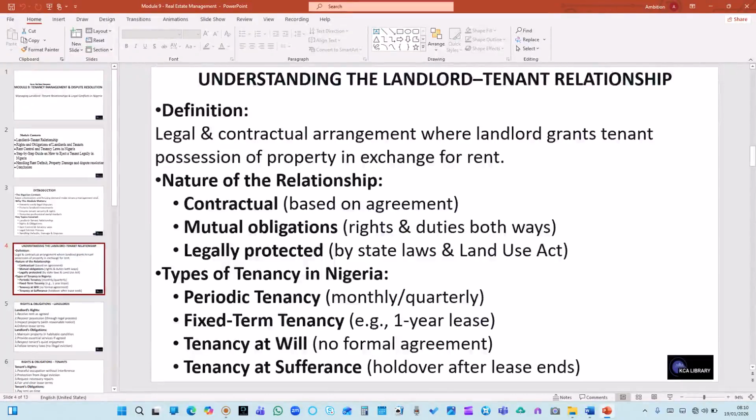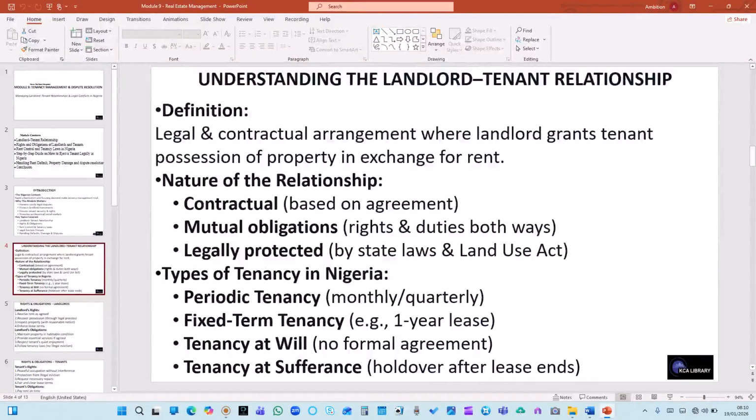Landlord-tenant relationship is a legal and contractual arrangement where the landlord grants the tenant possession of property in exchange for rent. The nature of the relationship is usually, one, contractual, that is to say, the relationship is based on agreement. Number two, mutual obligation, that is to say, both parties have rights and duties to perform. Then number three, the relationship is legally protected by the state law as well as the Land Use Act.